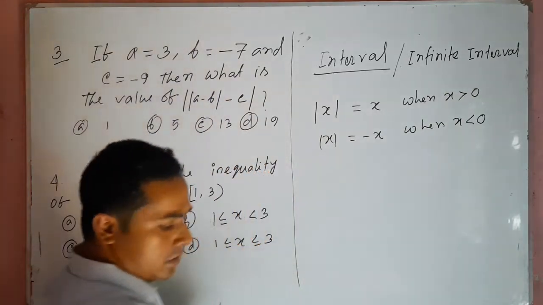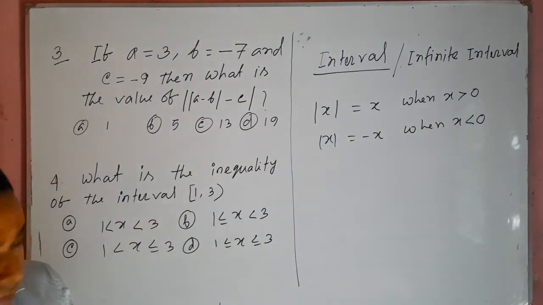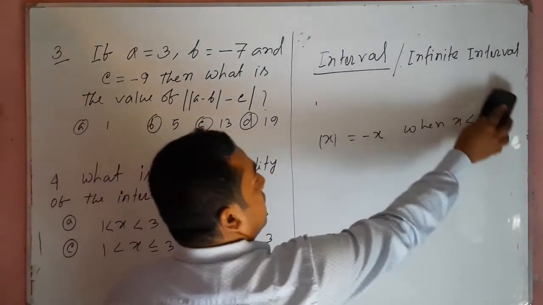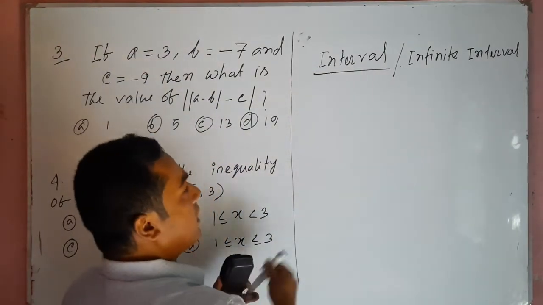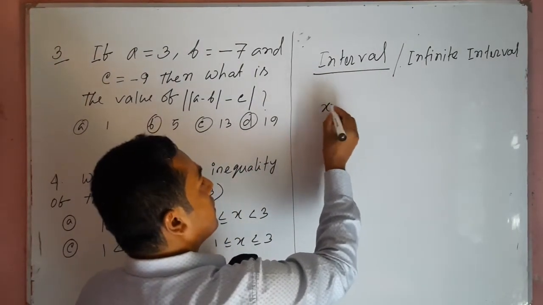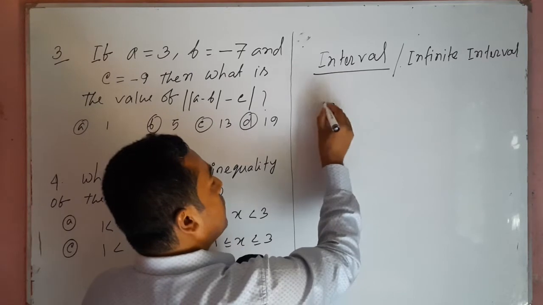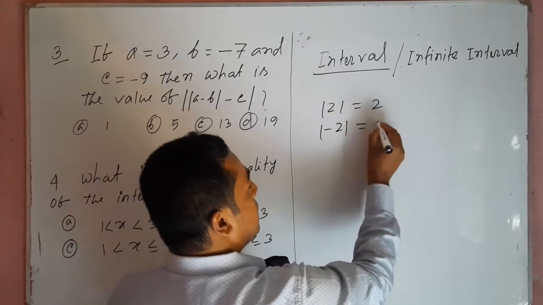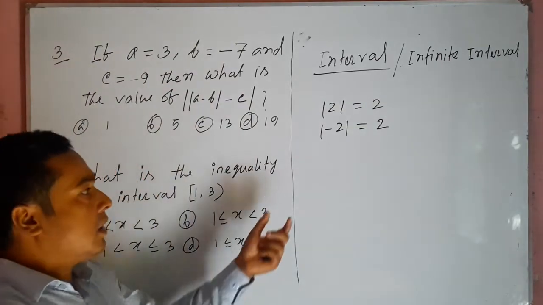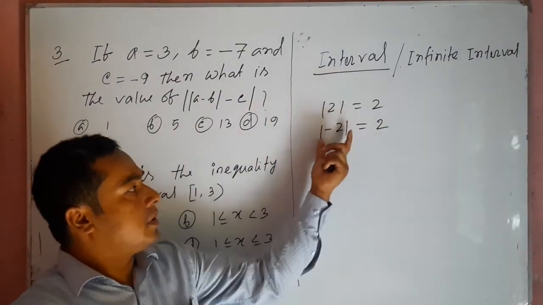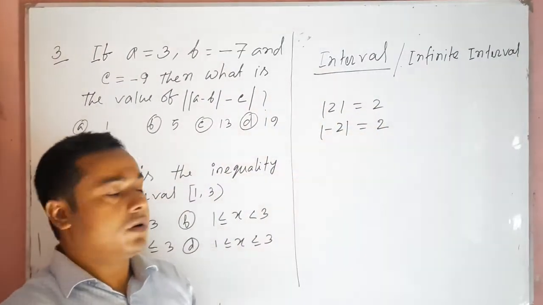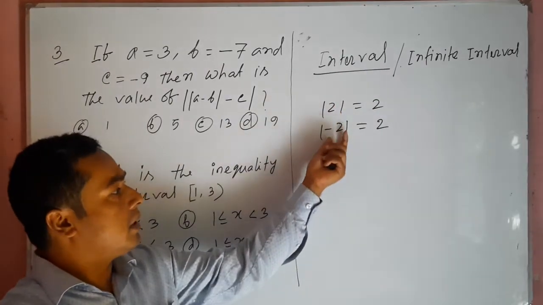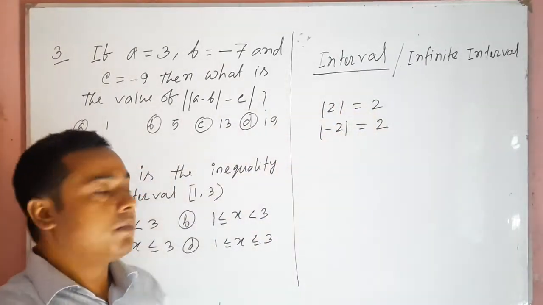Okay, so in absolute value, absolute of 2 is equal to 2, absolute of minus 2 is equal to also 2. So the absolute value of 2 is equal to 2, absolute value of minus 2 is equal to 2. Okay, if the number is positive or negative, then the value will always be positive.